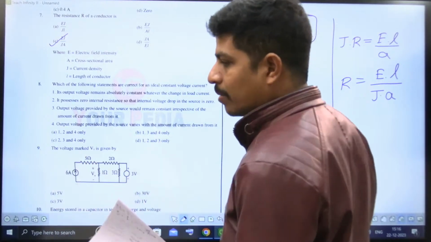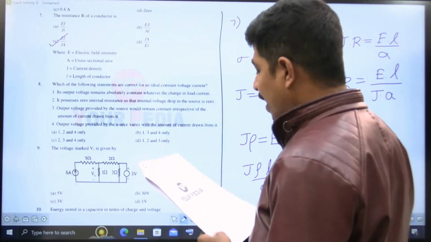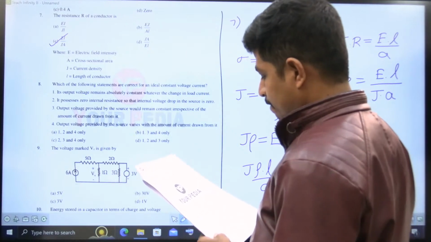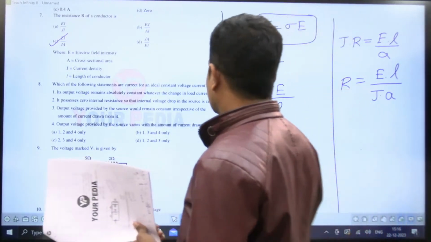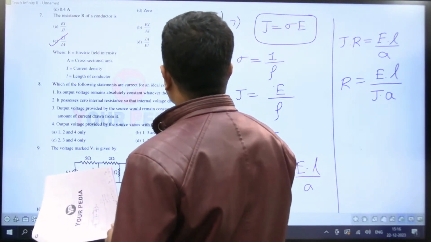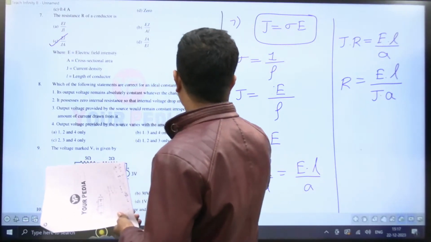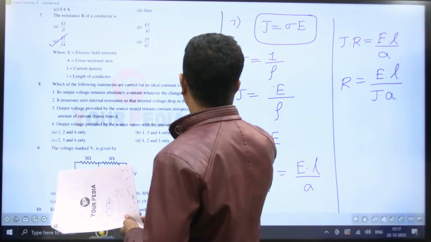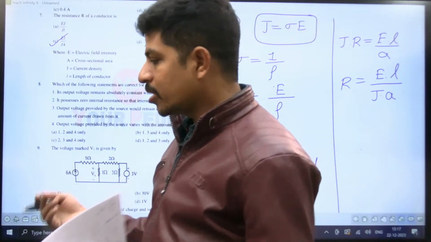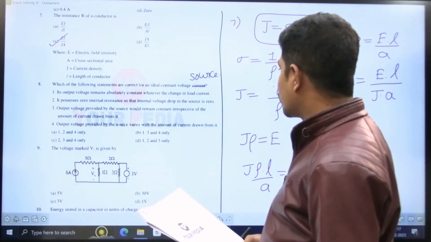Question number 8. Which of the following statements are correct for an ideal voltage source? Ideal voltage source it is. He said which of the following is correct for an ideal voltage source? Option A: its output voltage remains absolutely constant whatever the change in load current.